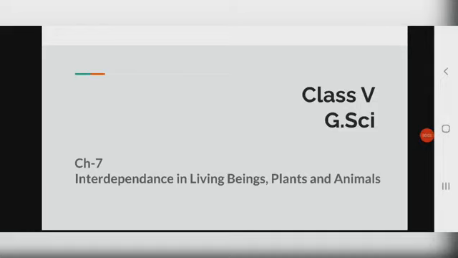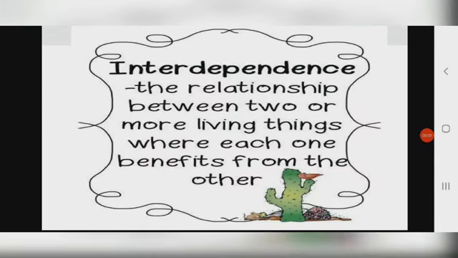Today we are going to start interdependence in living beings, plants and animals. So what is interdependence first? Interdependence is the relation between two or more living things where each one benefits from the other. सभी को एक दूसरे से कोई ना कोई benefit होता है. That is called an interdependence.